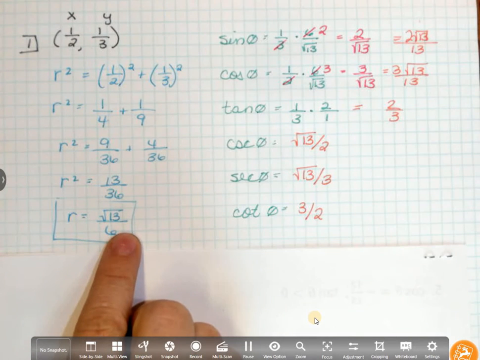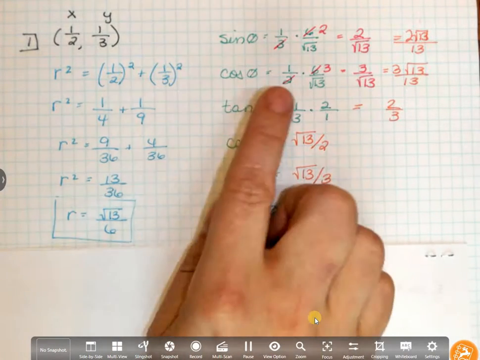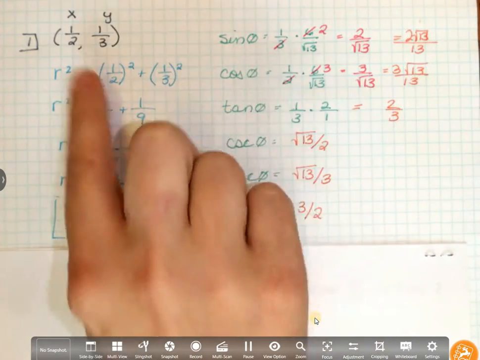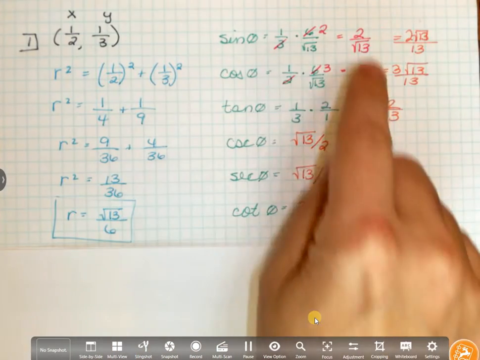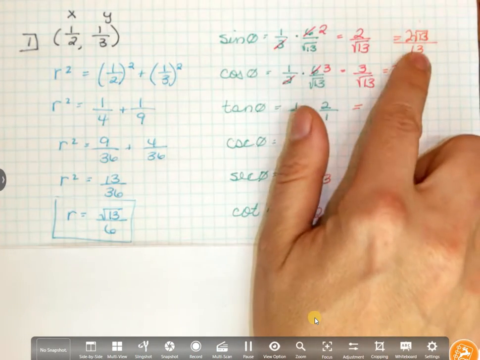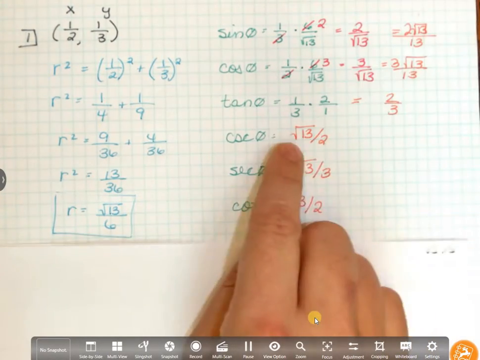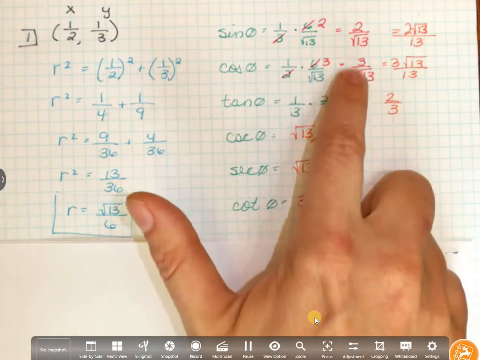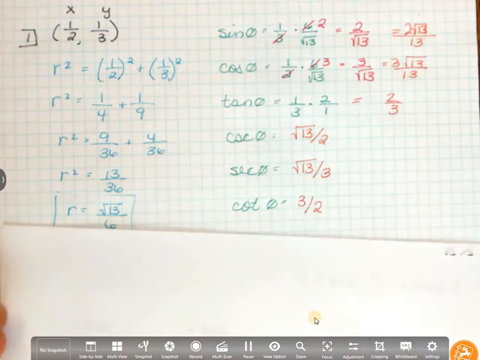You needed to get a radius, your r, of root 13 over 6. Everything depended upon that. And then my work up here, what I did is I said sine is y over r, but since they're fractions, I did y times the reciprocal of r. I simplified that, and then I did the rationalizing. I left this step here because I knew when I came down here to my reciprocal functions, this would be a lot easier to do the reciprocal of than the final answer would have been.